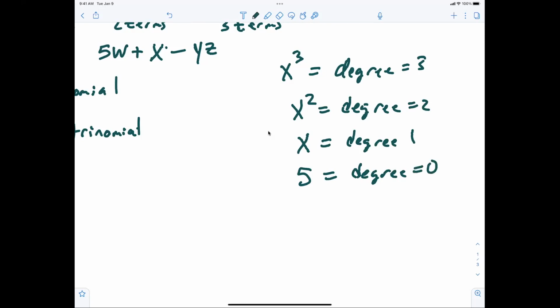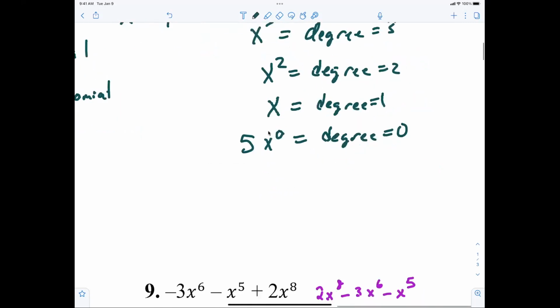The degree is 0. Part of the reason why we say the degree is 0 is because technically you could write 5 as 5x to the 0. You with me? All right, so now pay attention.